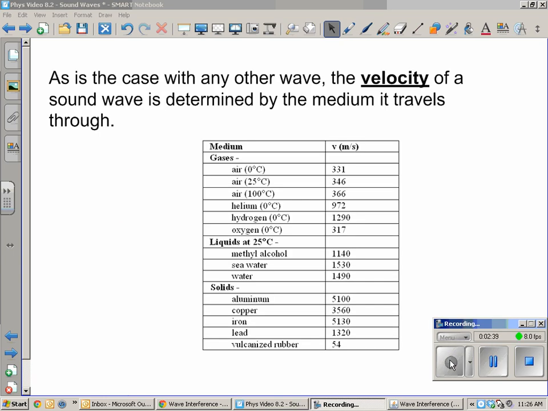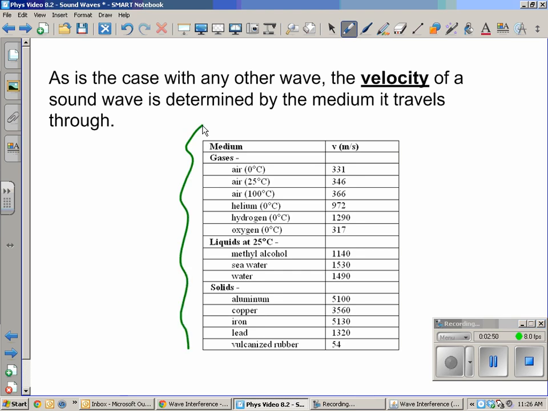All right, more about the wave itself. As is the case with any other wave, the velocity of the wave is going to be determined by the medium that it travels through. This chart here is actually at the top of your next homework assignment, but it just shows you for different mediums that the sound is traveling through, the velocity. Okay. Couple things worth pointing out. In general, the denser the medium is, the faster sound travels, right? Gases seem to have the smallest velocities. Liquids are, in general, larger, and then in general, the solids are even bigger than those.